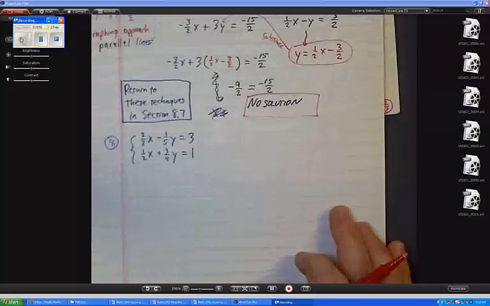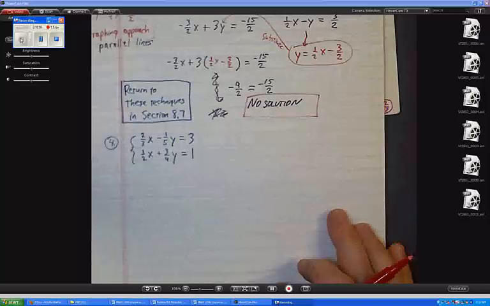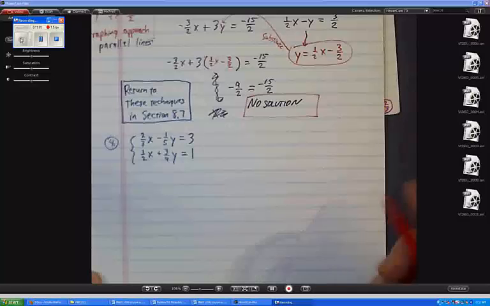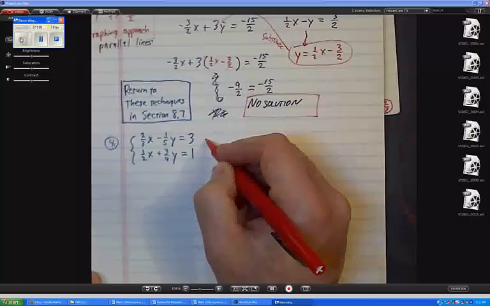So I'm going to suggest that we multiply these equations by good numbers to get rid of all the fractions, and then we'll figure out what to do next. Okay? So what might we want to multiply that first equation by?